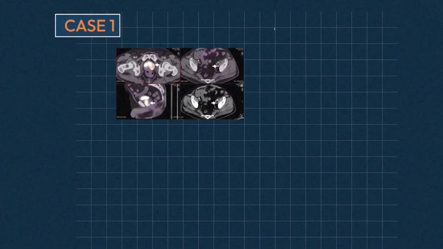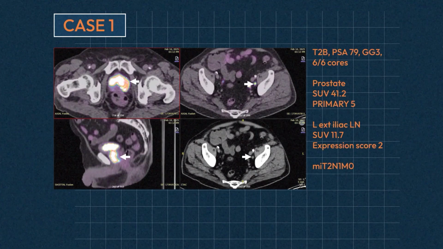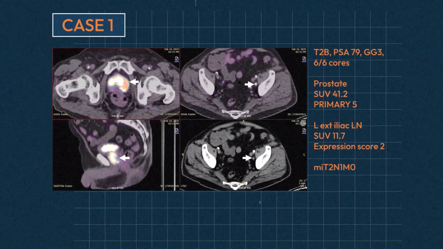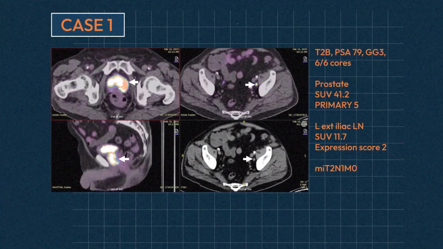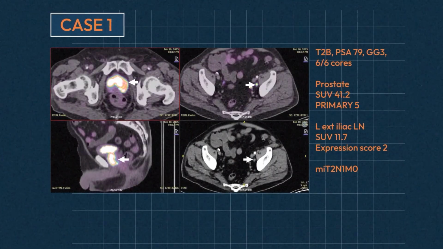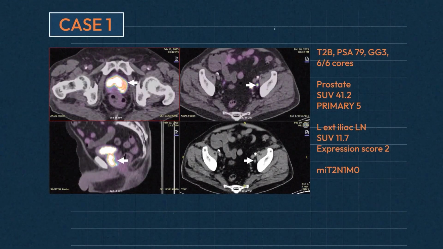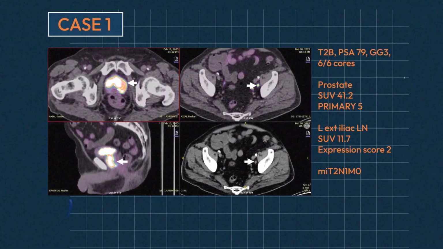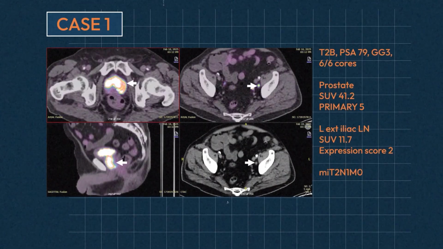So here we have a case which would be a PROMISE score T2N1M0. So fairly extensive disease identified within the prostate with an SUV of 41. So that automatically is a primary score 5. Within the left external iliac lymph node, SUV of 11, which is an expression score of 2. So above liver but below parotid. By virtue of its location, it's also in a typical location for spread, so you have good confidence that this is a pathologic lymph node.